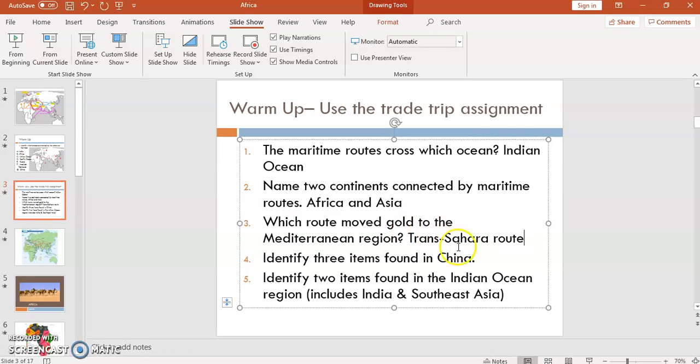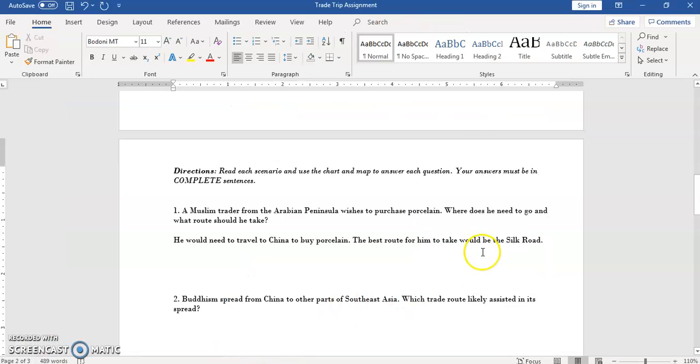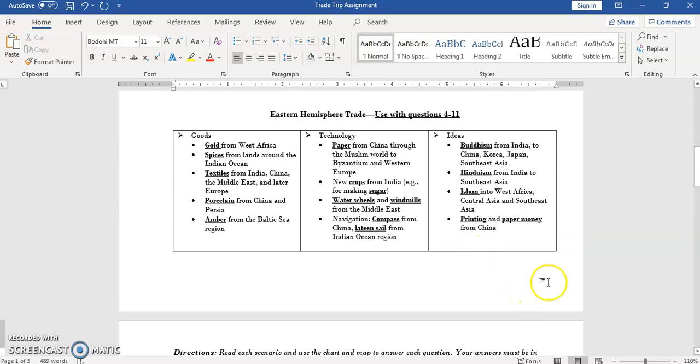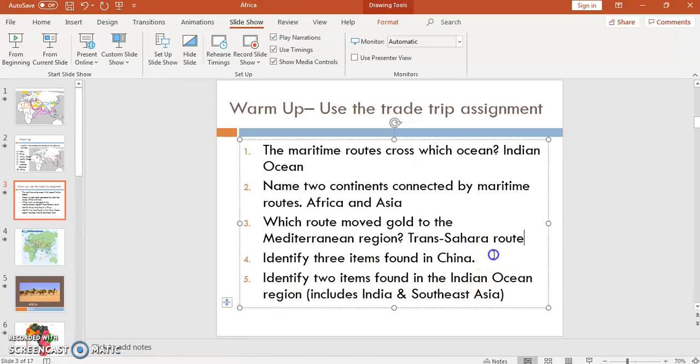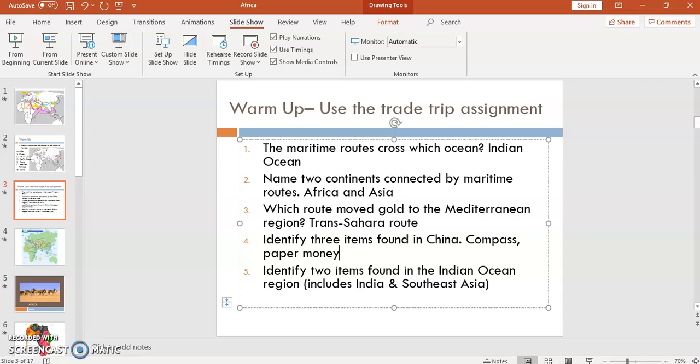Three items found in China. So you're going to have to look here. So 3 items from China. So printing, paper money, paper, compass. So we can add a couple of things here. So we can say compass, paper money. We could also say silk. That's something that comes from China.